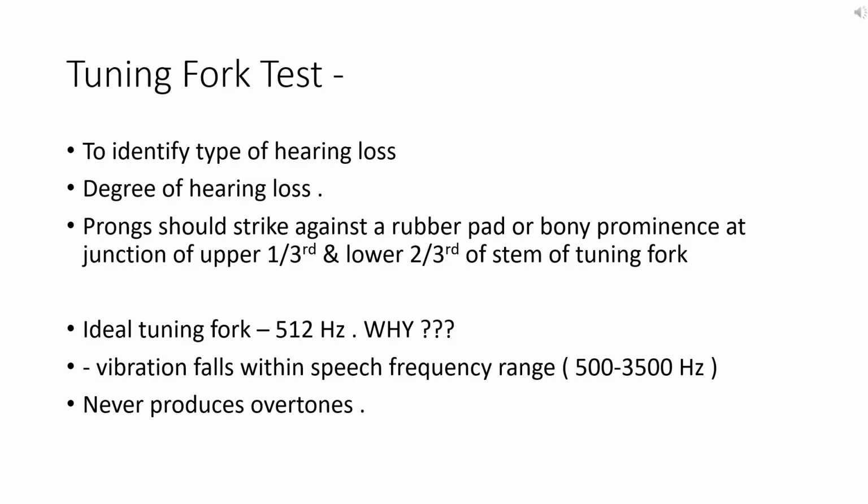Okay, so now coming to the tuning fork test. Basically, it is done to identify the type of hearing loss and also the degree of hearing loss. So there are various parts of the tuning fork, such as prongs, base, stem, shoulder, etc. Okay, so the prongs should be struck against a rubber pad, or we can also strike them at a bony prominence, at the junction of upper one third and lower two thirds of the stem of the tuning fork. The ideal tuning fork for the tuning fork test is of 512 Hz. Why? Because the vibration falls within the speech frequency range, that is 500 to 3500 Hz, and also it never produces overtones. That is why it is preferred.